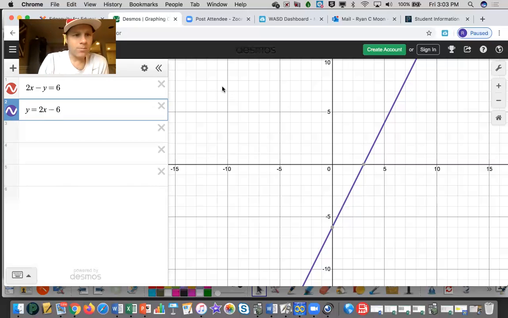So yeah, don't feel like you have to manipulate the equations if you're using Desmos. It should just be really nice. And don't forget, the solution is the point where they cross in the plane. Ooh, just had to get that out today.